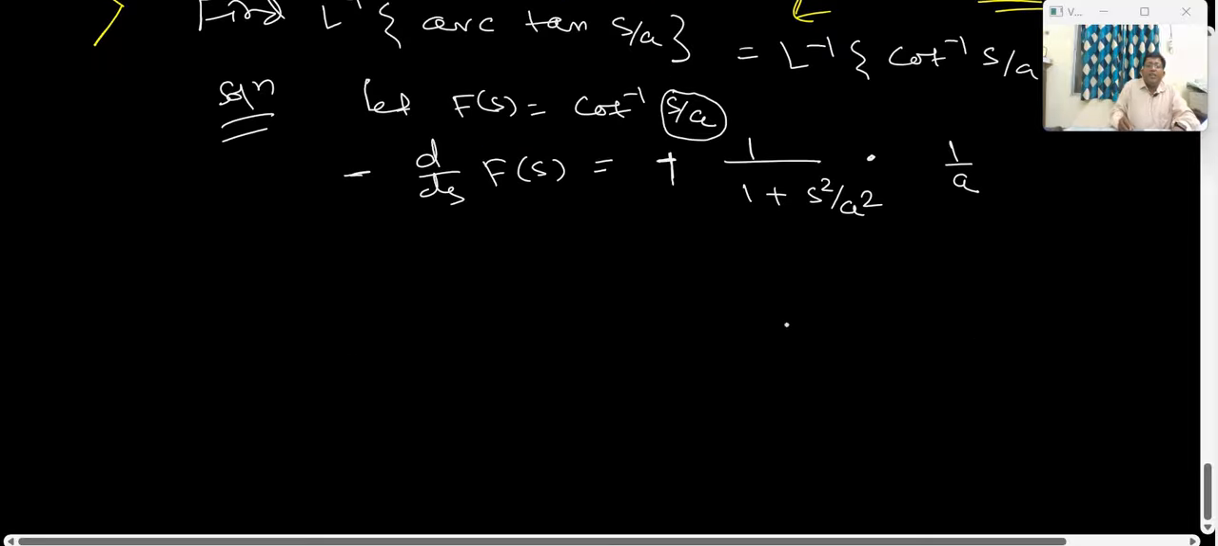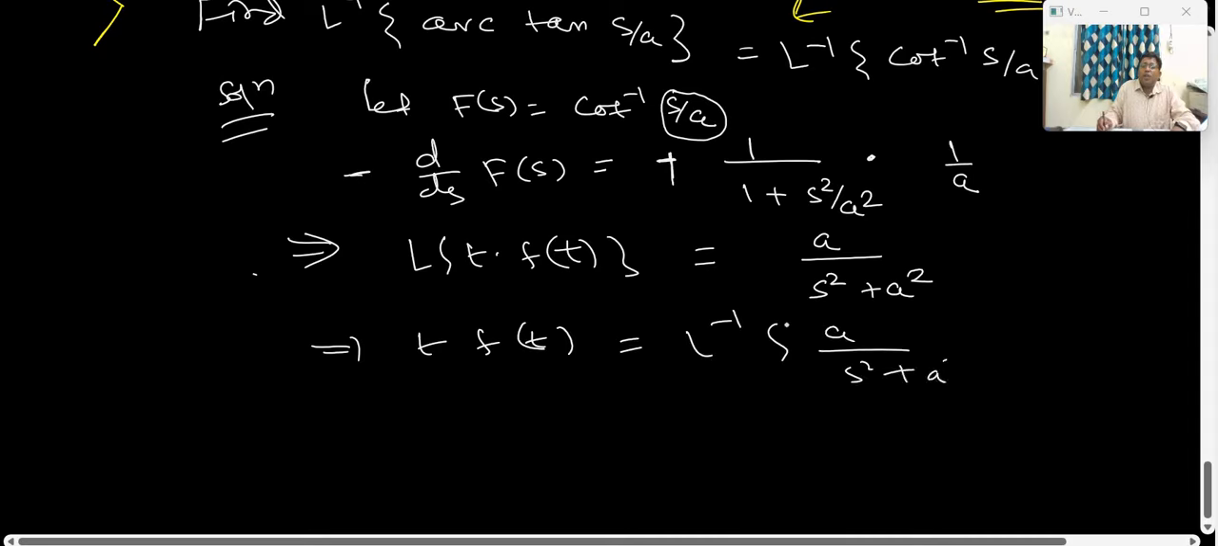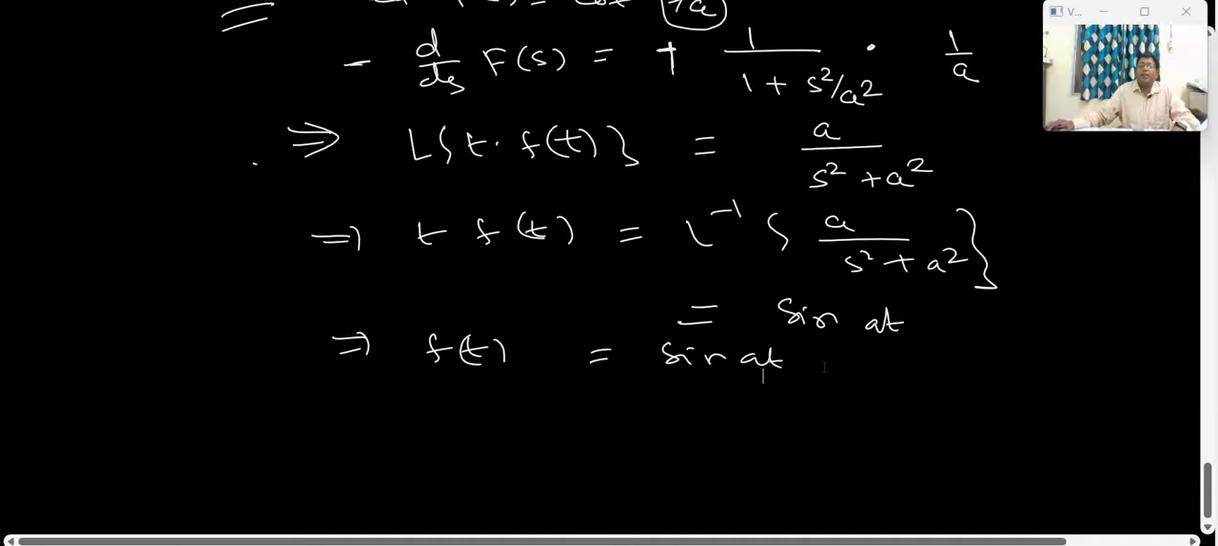So now the left hand side is L of t f(t), and the right hand side, simplified, is a by (s square plus a square). So what is t f(t)? It will be L inverse of a by (s square plus a square), which is equal to sin at. So what is f(t) now? f(t) is sin at divided by t.